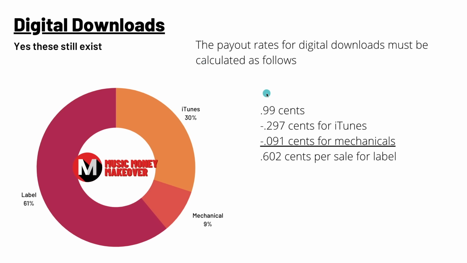So, check it out. iTunes, since this is our granddaddy store, 99 cents. And I think Amazon keeps 30% as well, but iTunes keeps 30%, so that's 29 cents gone. And then we got to take out 9 cents for the mechanicals. Then we're left with 60 cents per sale for the label. Like I said, again, this is an independent label owned by the artist, and they own the master. All right. This is our calculation. This is how much money you actually get paid for a download.